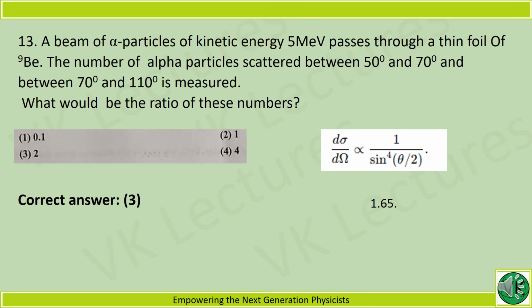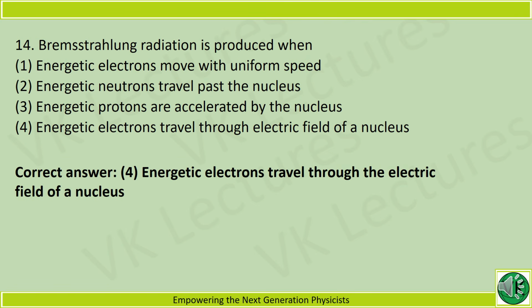A beam of alpha particles of kinetic energy 5 MeV passes through a thin foil of Be9. The number of alpha particles scattered between 50 degree and 70 degree and between 70 degree and 110 degree is measured. What would be the ratio of these numbers? The scattering cross section and the numbers are given by this formula. On solving, we get around 1.65, close to 2, approximately, so option 3 should be the correct answer. Bremsstrahlung radiation is produced when energetic electrons travel through the electric field of the nucleus. So the option is option 4.